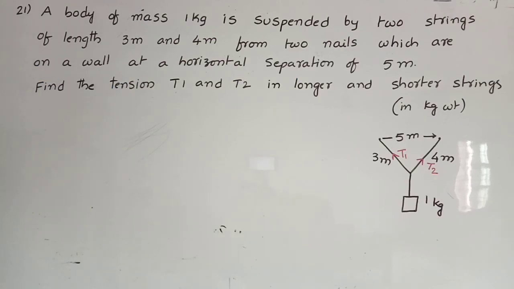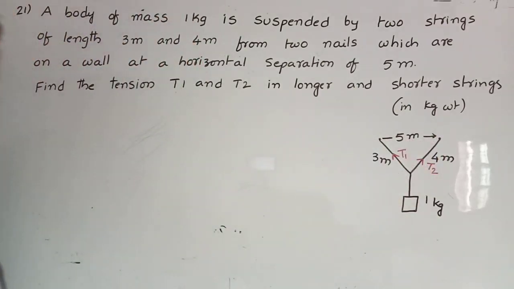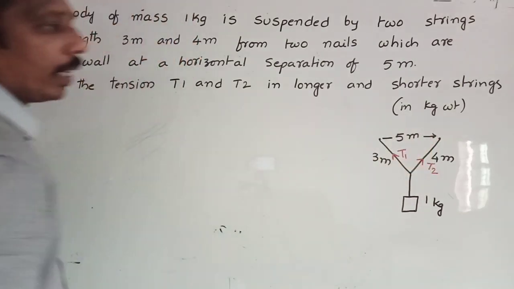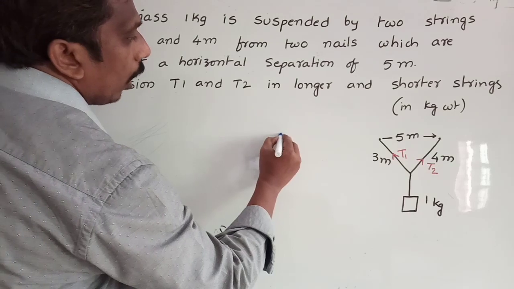Problem number 21. A body of mass 1 kg is suspended by two strings of length 3 meter and 4 meter from two nails which are on a wall at a horizontal separation of 5 meter. Find the tensions T1 and T2 in the longer and shorter strings. According to the problem, this is the diagram. Two strings of 3 meter and 4 meter are suspended from two nails which are on a wall. The horizontal separation between them is equal to 5 meter. According to this, it forms a right angle triangle according to the given measurements.